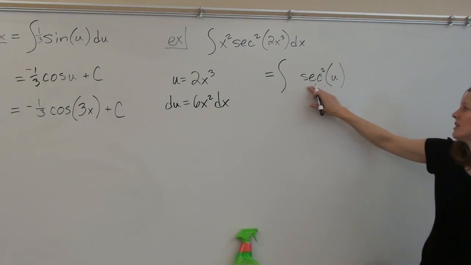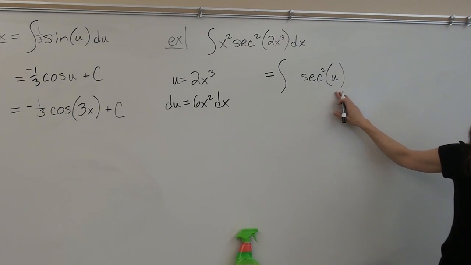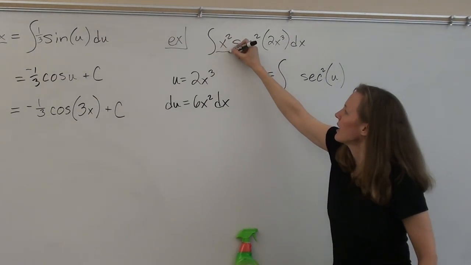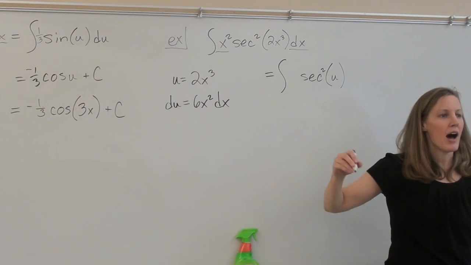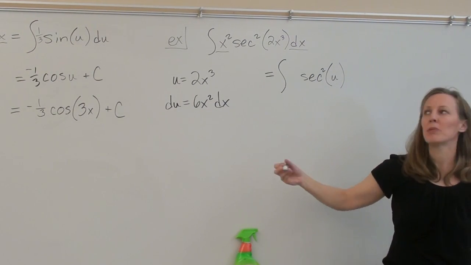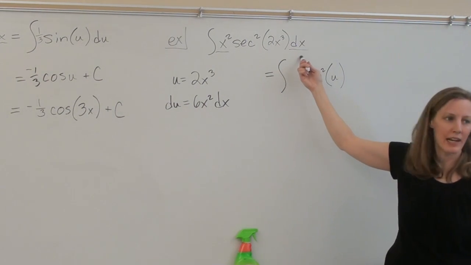Alright, so now this function is good. It's all in terms of u. Then I look at what I have left. What I have left is x squared dx. Oh, snap. I need to figure out what to replace x squared dx with.